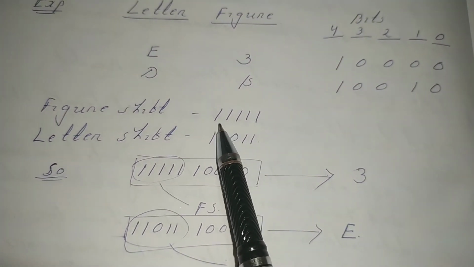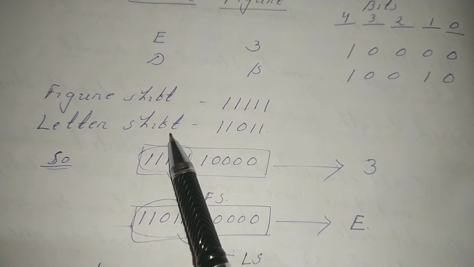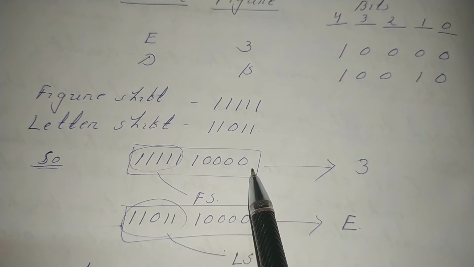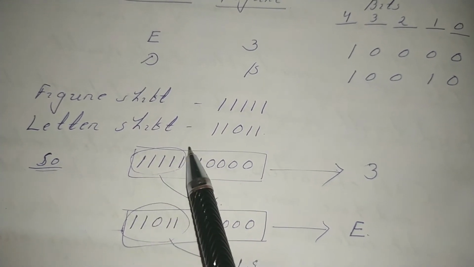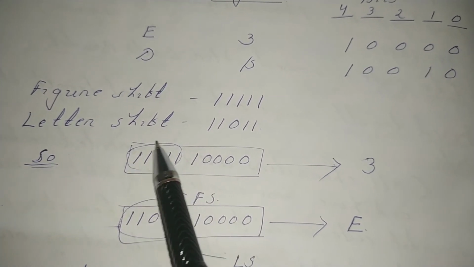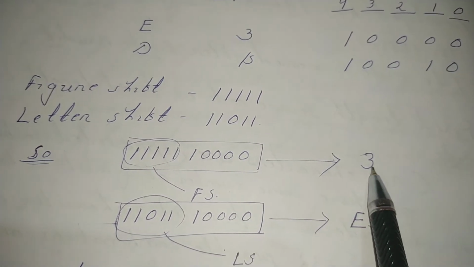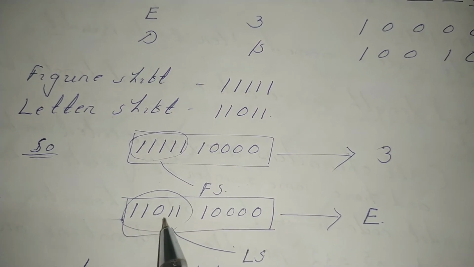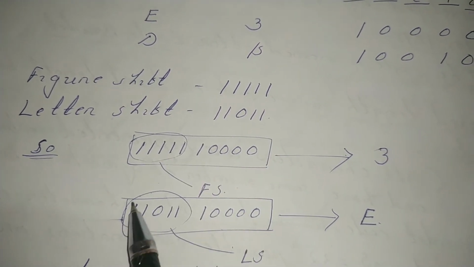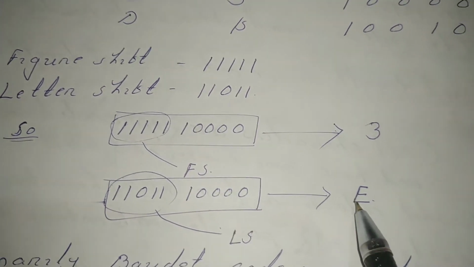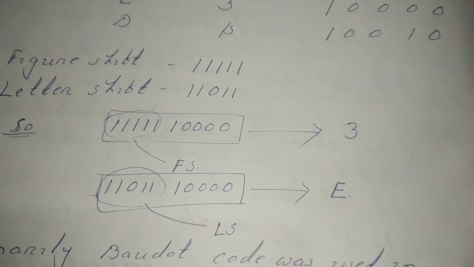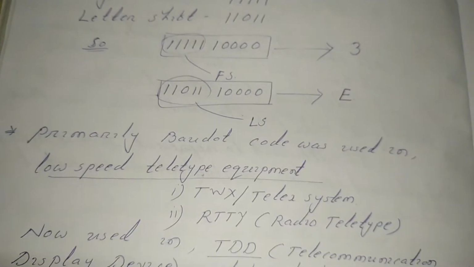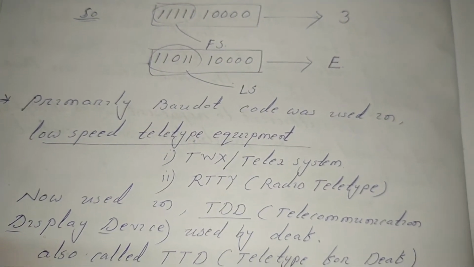The figure shift is represented by five ones, and the letter shift is represented by 11011. So if the figure shift is written before the four zeros, it will be decoded as 3. But if the letter shift is written before the same bit representation, it will be decoded as E. Understood?